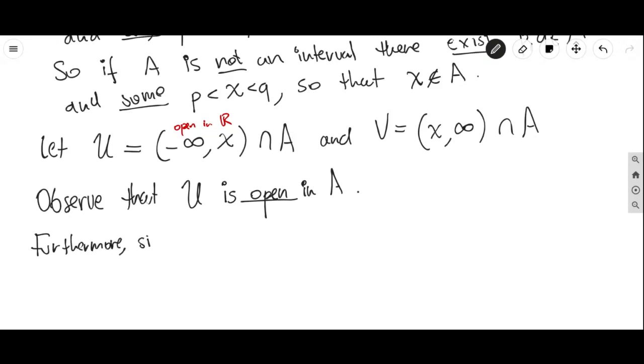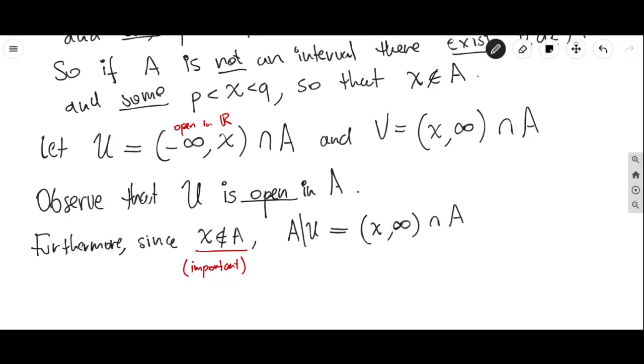Furthermore, since X is not in A, this is very important. It seems like it's pointless, but it's an important observation. Since X is not in A, if you take the complement of U in A, what do you get? You get V, X to infinity intersect A.